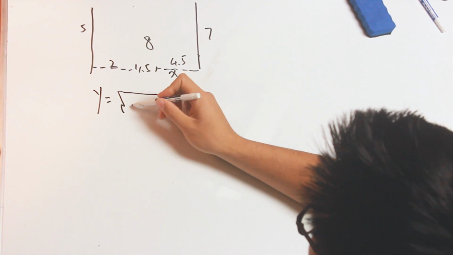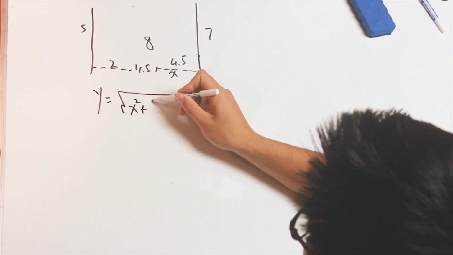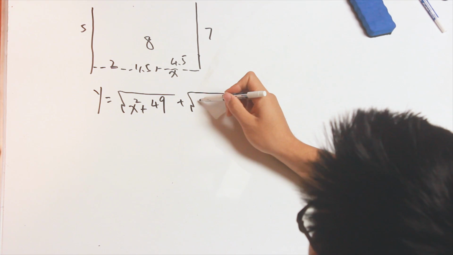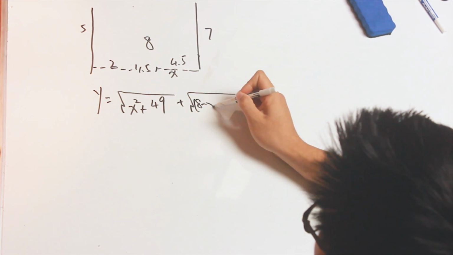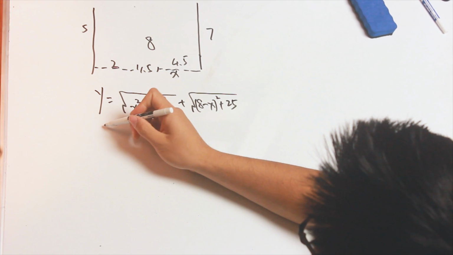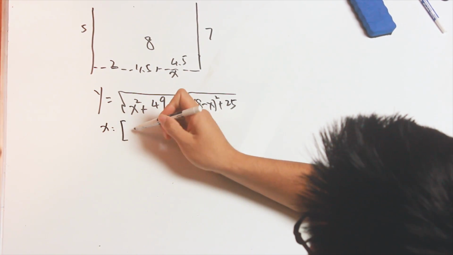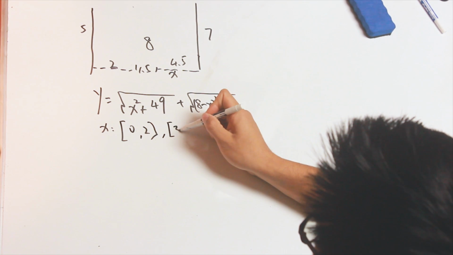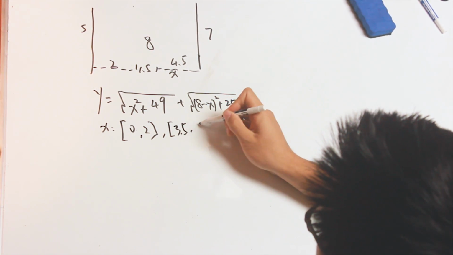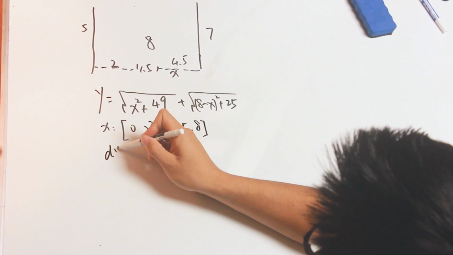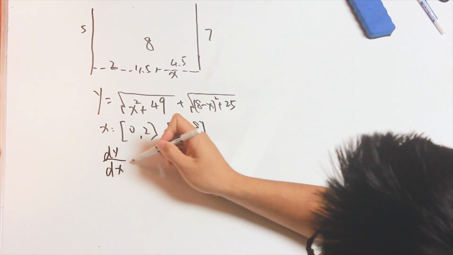First, let's take the distance from the stake to the tall tree as x. The length of the wire is y, and the distance to the small tree is 8 minus x. Therefore, we get the function y equals the square root of x squared plus 49 plus the square root of (8 minus x) squared plus 25. However, since we cannot place the stake on the pathway, the interval for x is 0 to 2 and 3.5 to 8.